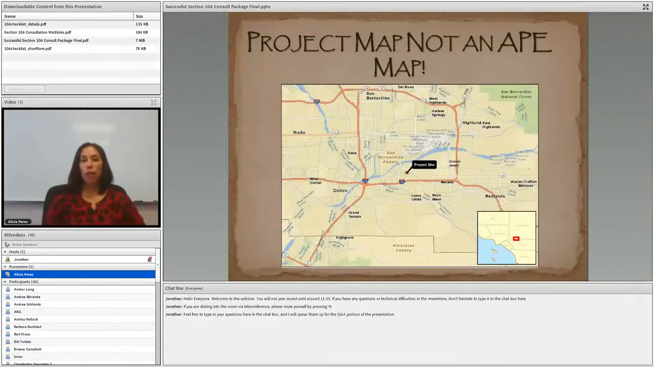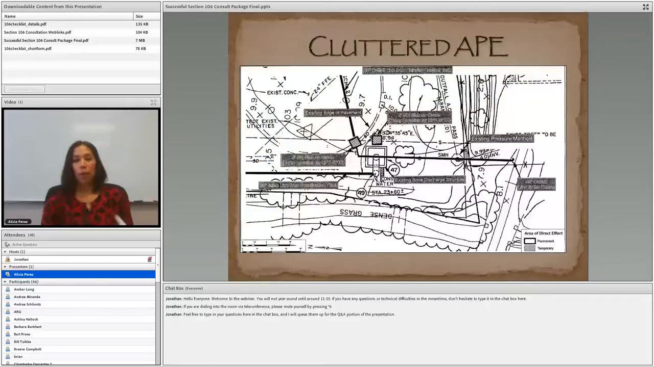Project maps are great to submit, but this is not an APE map, so you can submit a project map, of course, in addition to an APE map. Here's an example of a cluttered APE map. I think they intended to provide as much detail as possible, but instead it's just too much information, and it makes it very difficult to identify the APE and where direct and indirect effects are going to occur. So we definitely encourage that you submit drawings and plans, but definitely try to avoid cluttering up the map.